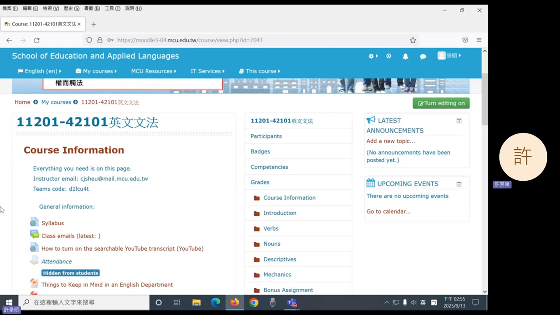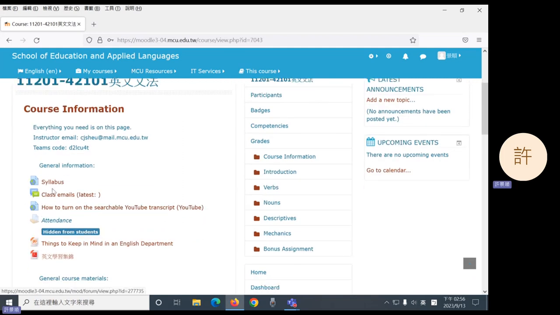So let's first of all look at the Moodle page. Everything you need is on this page. If you need to contact me, please use this email. If you go to Moodle and you click on my name, it will give you an email address. That one does not work. Use this one. Every class, I will record the class and upload it to YouTube and then post a link onto Moodle. So if you miss the class or you fall asleep, you can go home and check what you missed. If you need to join the Microsoft Teams group before the school adds you, you can use this code to add yourself to the class.